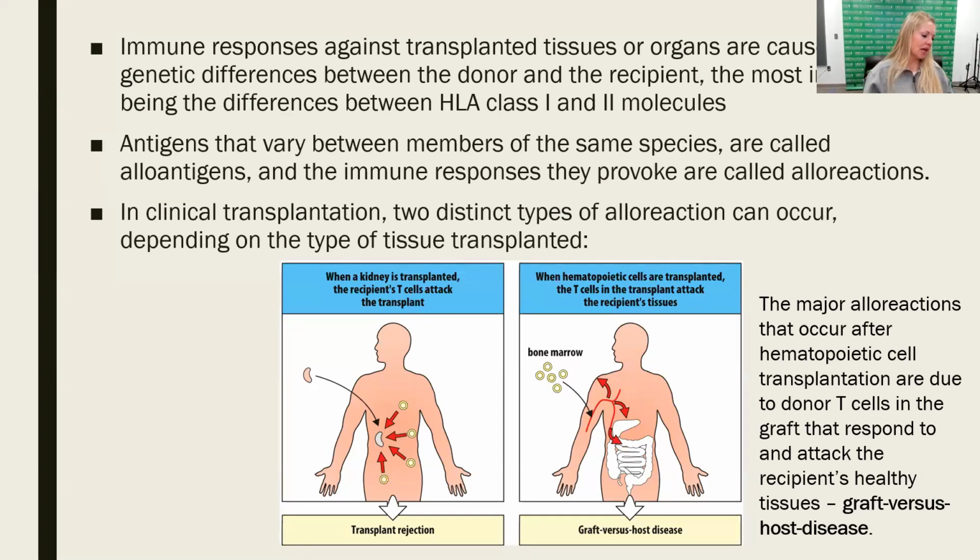So in a transplantation situation, there's actually two different types of alloreactions that can occur. One, the graft is rejected by the host's immune system. And so that's what's shown in this first image here, where you have an organ from an external individual being transplanted into the recipient. And then the recipient's immune system, which are these cells here, attack and destroy that organ or reject it.